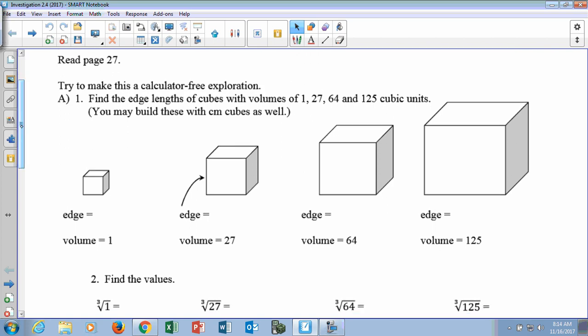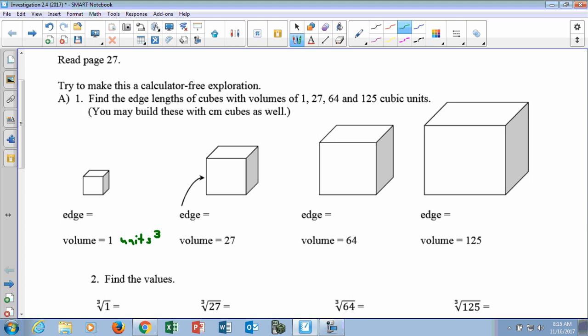So when we find the edge lengths of the cubes with volumes of 1, 27, 64, and 125 cubic units, notice how it's not square units anymore. In terms of if the volume is 1, our unit of measurement is now a little 3 because it's cubic. And in 3, think of three-dimensional. All right? So what would the edges be if the volume is 1? Basically it's going to be some number times itself 3 times now, not twice. That's the difference between squares and cubes.